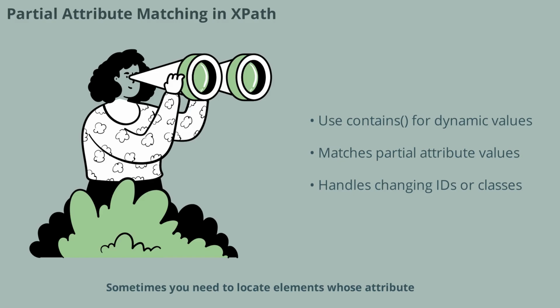Sometimes you need to locate elements whose attribute values are dynamic but contain a constant part. In such cases, the contains method in XPath is invaluable. For example, //*[contains(@name,'user')] will match any element whose name attribute includes the word user. This approach is especially useful for handling elements with changing IDs or classes.